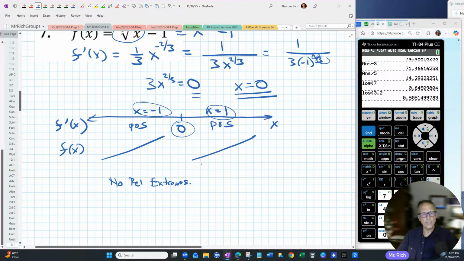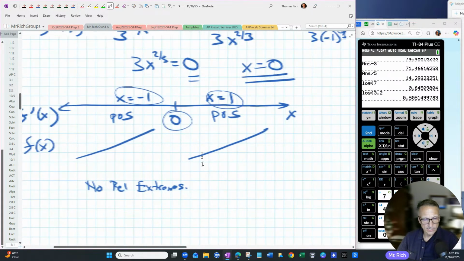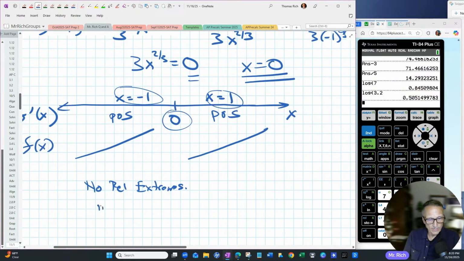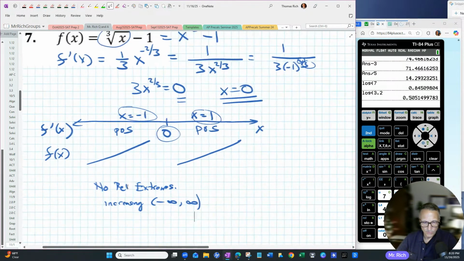If this question did ask me where this function is increasing or decreasing, I could say this function is increasing over its entire domain, negative infinity to infinity, like that. And yeah, so that's one thing that we can say.